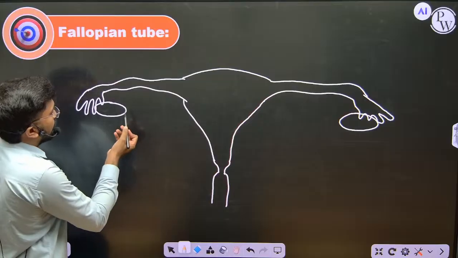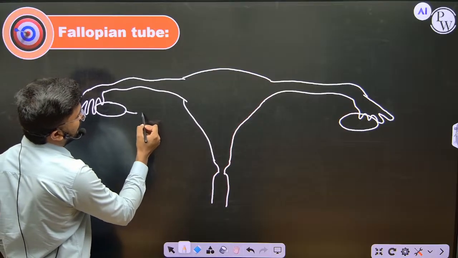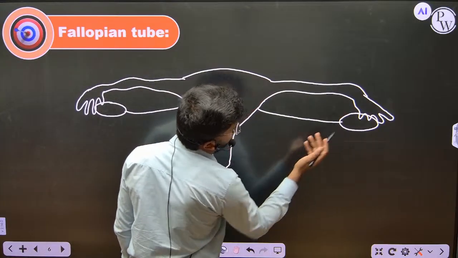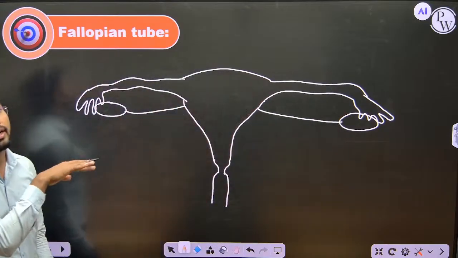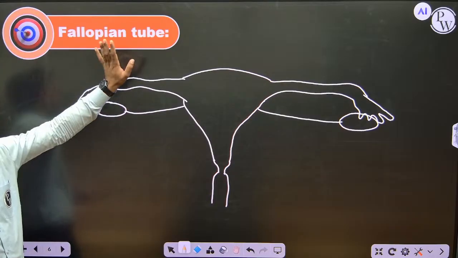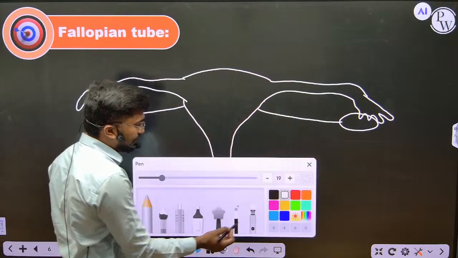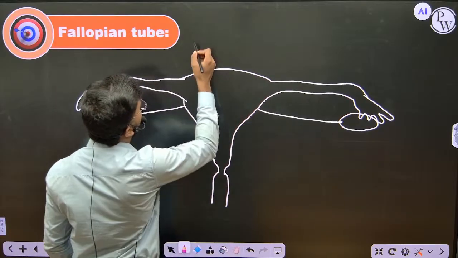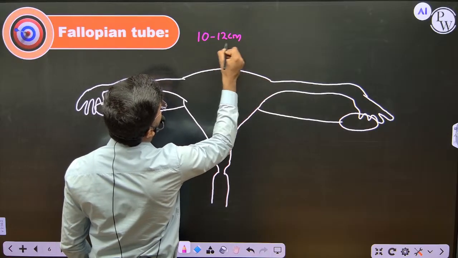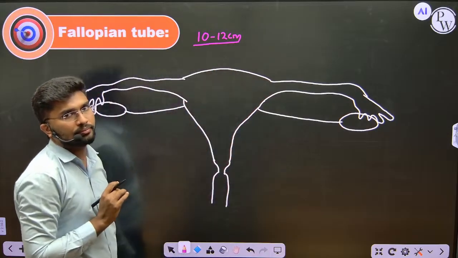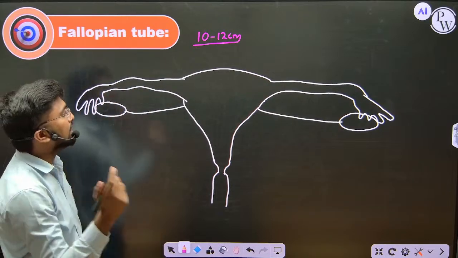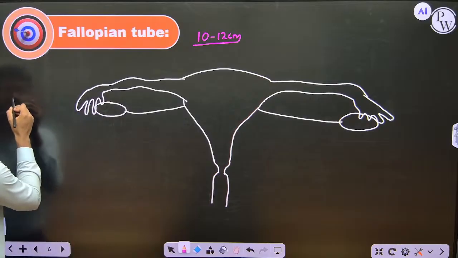Okay. So the ovary we already studied in the last class. It is attached to the uterus with the help of ligaments, as well as to the body cavity. Now we are talking about the fallopian tube. What is the length of the fallopian tube? In females generally 10 to 12 centimeter. This fallopian tube has three areas. First area is called infundibulum.